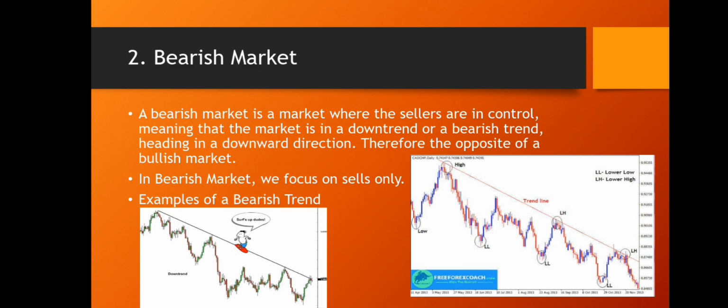So the bearish market is the opposite of a bullish market. Why? Because in a bullish market, we see the market going higher and higher and higher. Whereas in a bearish market, we see the market heading in a downward direction, meaning that it's going lower and lower and lower. And in a bearish market, we see the market keep creating lower highs and lower lows, as we can see in the examples below. We see the market creating lower highs and lower lows, lower highs and lower lows. This is what makes the bearish market.